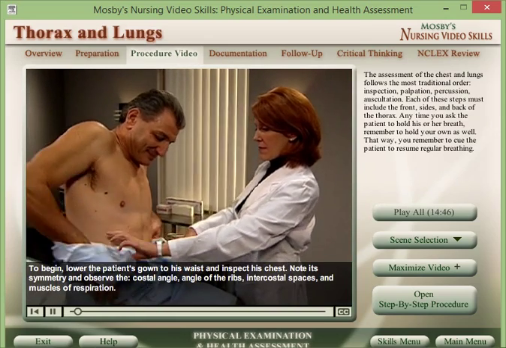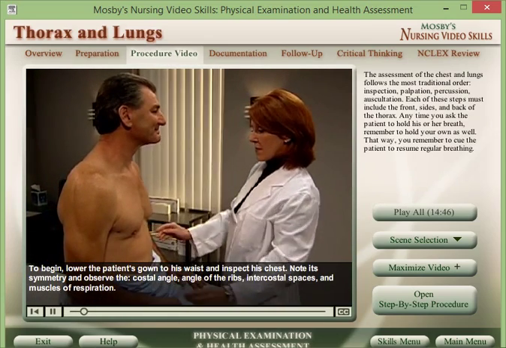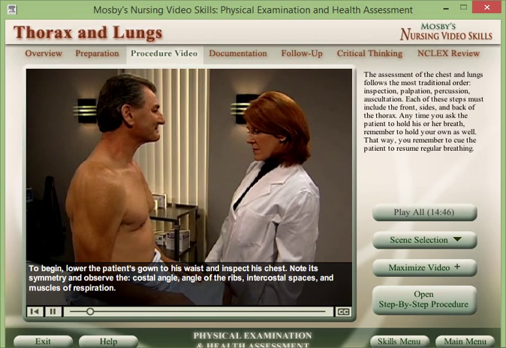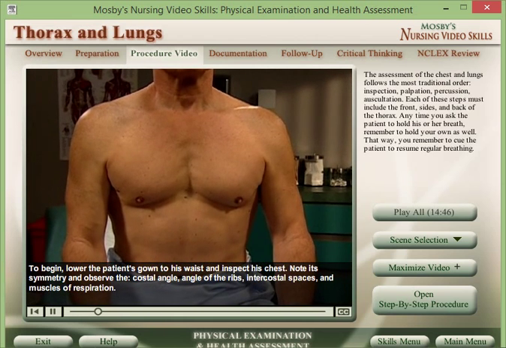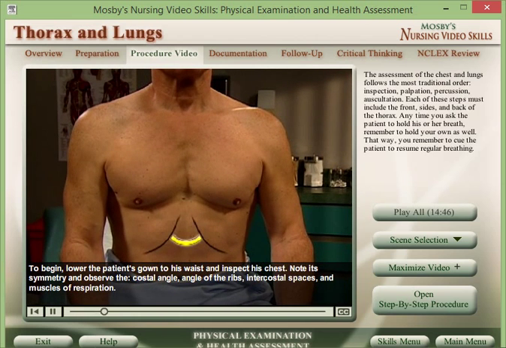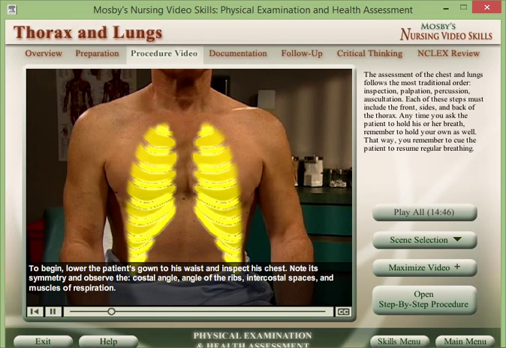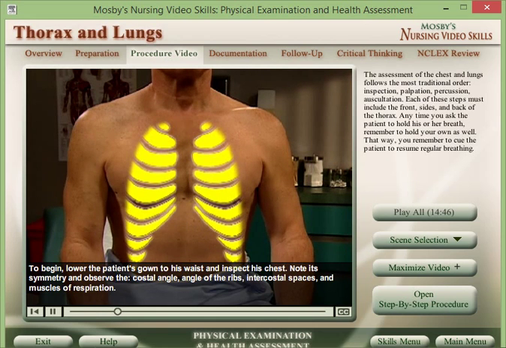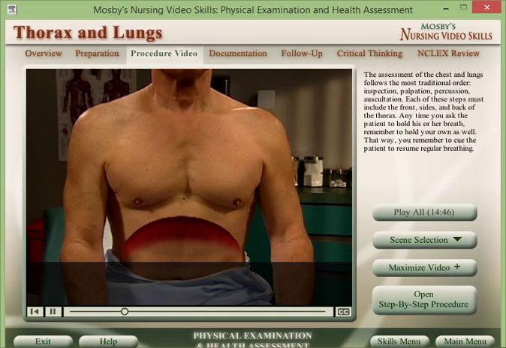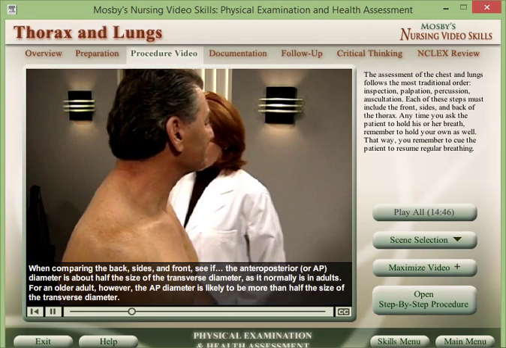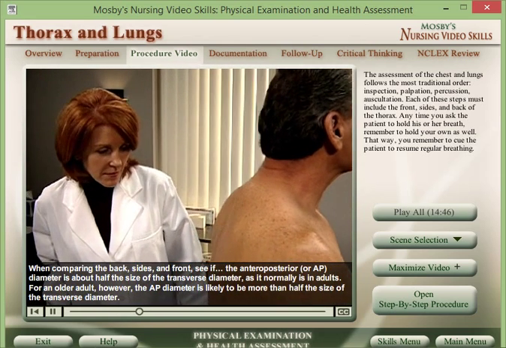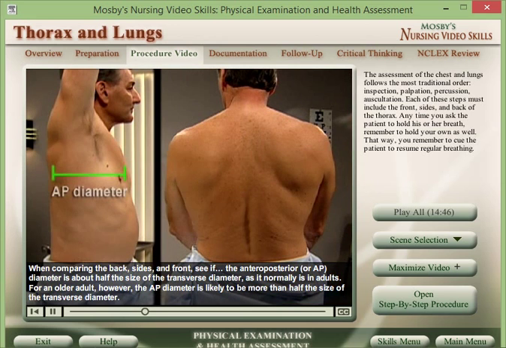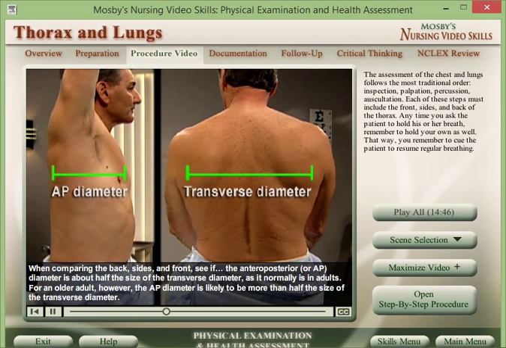To begin, lower the patient's gown to his waist and inspect his chest. Note its symmetry and observe the costal angle, angle of the ribs, intercostal spaces, and muscles of respiration. When comparing the back, sides, and front, see if the antero-posterior, or AP diameter, is about half the size of the transverse diameter, as it normally is in adults.